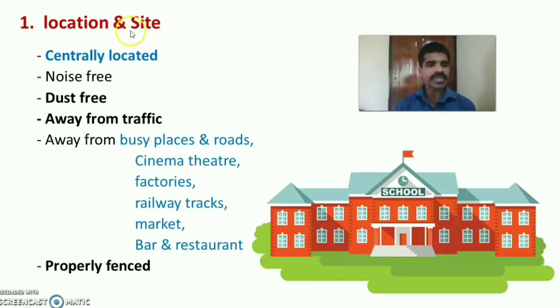First is the location and site of the school. The school has to be centrally located in a place. The area should be noise-free, dust-free and away from the traffic and even away from busy places or roads, cinema theatre, factories, railway tracks, market, bar and restaurant, etc. And the school has to be properly fenced and protected with a compound wall.